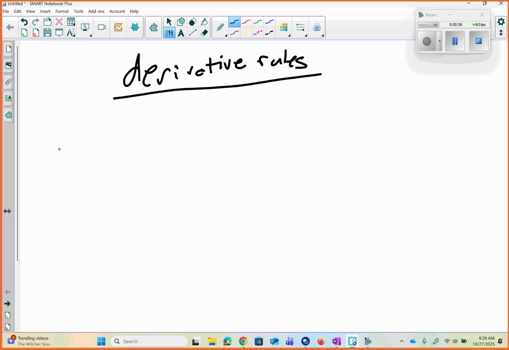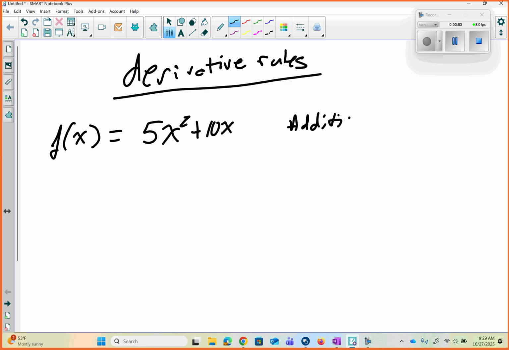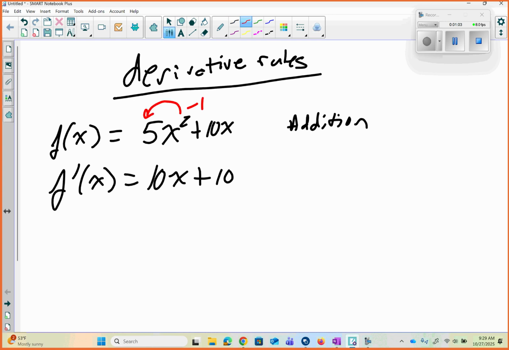So the first one is if you had f of x is equal to 5x squared plus 10x. Sometimes they call this the addition rule. And the derivative is pretty simple. We've already done this. You just bring this down front, subtract 1. There's a 1 out front, bring that down front, and then minus 1. Then you would get x to the 0. X to the 0 is 1.